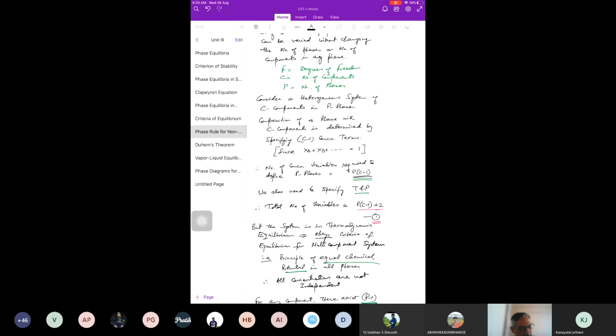Why is that? Why do you have to specify? If there are 3 components, the composition of 2 is enough, or is it? Is that enough? Consider 2 components, right? Ethanol, water. Suppose I give composition of ethanol only. Is that enough?